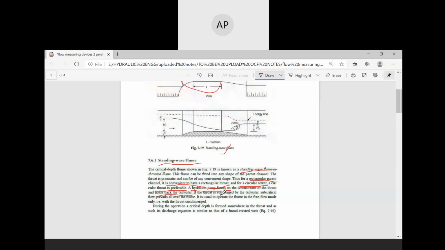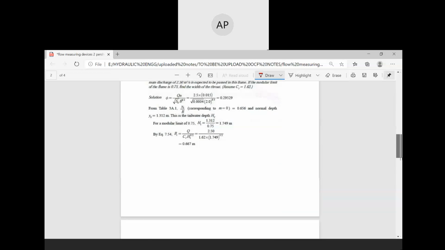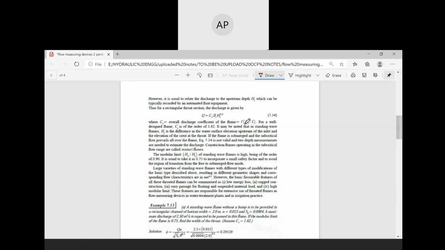If the throat is submerged by the tailwater, subcritical flow prevails all over the flume. It is used to operate the flume in a free flow mode only, that is, with the throat unsubmerged. During the operation, a critical depth is formed somewhere in the throat, and its discharge equation is similar to that of a broad crested weir. This is the discharge equation for this rectangular standing wave flume.